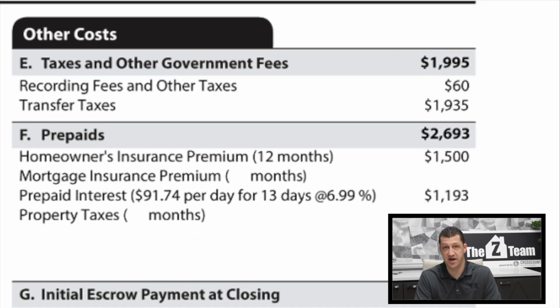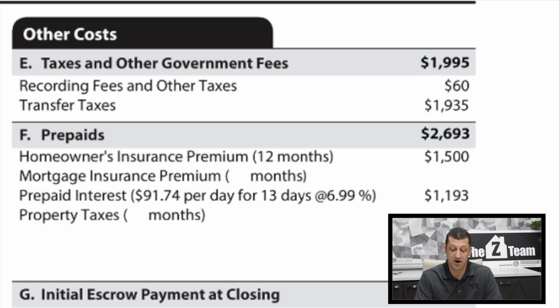So let's move to the right-hand column of the loan estimate and talk about other costs. In paragraph E, you're going to see taxes and other government fees. Now, these aren't property taxes. These are taxes imposed by the state government or county for transferring a property, commonly referred to as transfer tax, recording fees, and other fees.